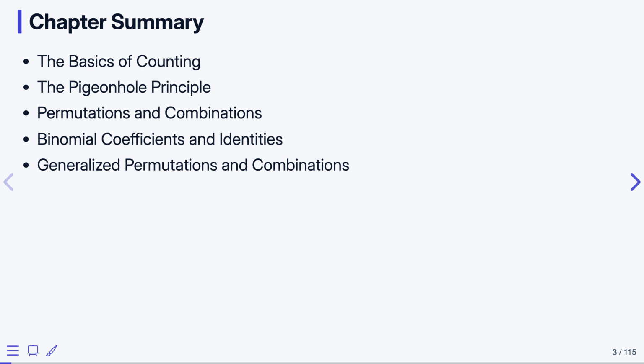This is the plan for the whole chapter. First, the basics of counting, where we meet the product rule and the sum rule. Then the Pigeonhole Principle, a simple but powerful idea. Next, permutations and combinations, which count arrangements and selections. After that, binomial coefficients and their identities. Finally, generalized permutations and combinations. Let's begin with the first one.